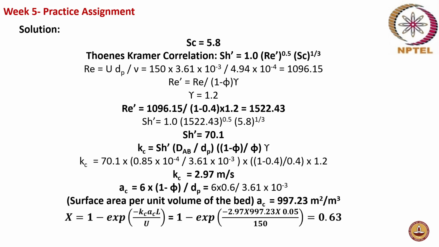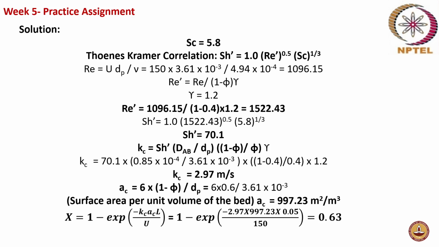We have your mass transfer coefficient, the surface area per unit volume of the bed ac, the length of the bed, which is 0.05 meters, and your superficial velocity, 150. So substituting all these terms, conversion is equal to 1 minus exponential of minus Kc ac into L by U, that is 1 minus exponential of minus 2.97 into 997.23 into 0.05 by 150. So you will end up with your conversion as 0.63.